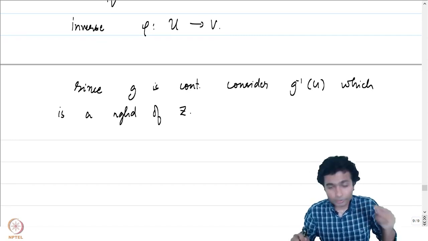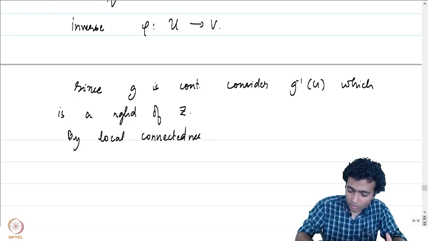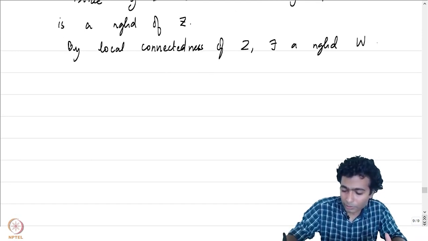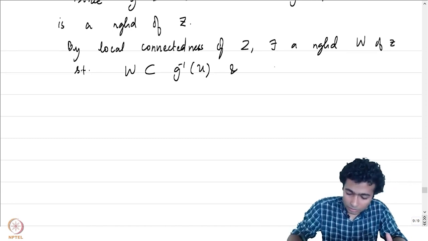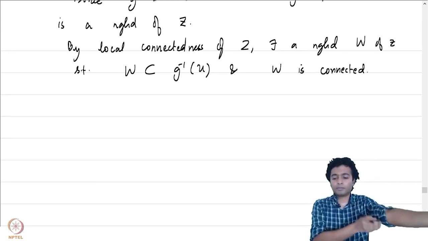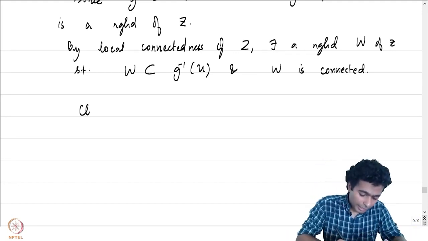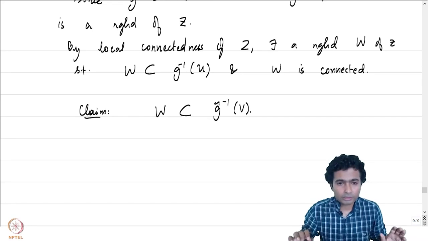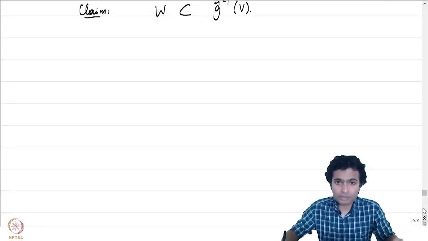And now, by using the local connectedness of capital Z, we can get hold of a neighborhood of small z. There exists a neighborhood, let's call it W, of small z, such that W is contained in g inverse of U, and W is path connected. W is connected, that's enough. Locally connected means it's connected, and in particular, connectedness and path connectedness are the same for open sets here in the complex plane, and therefore W is path connected as well. Now my claim is that W is contained in g tilde inverse of V. If you are proving this, we have essentially proved that g tilde is a continuous map. So this claim is the final piece to establish our result.